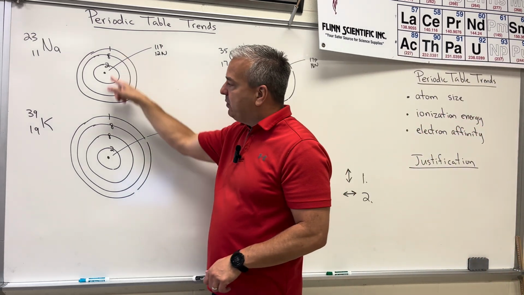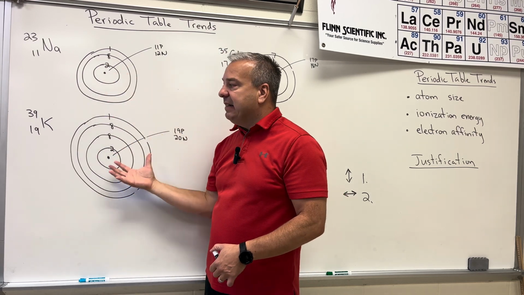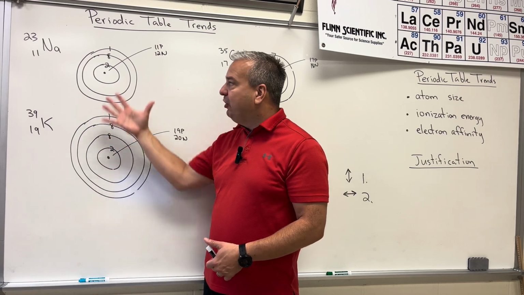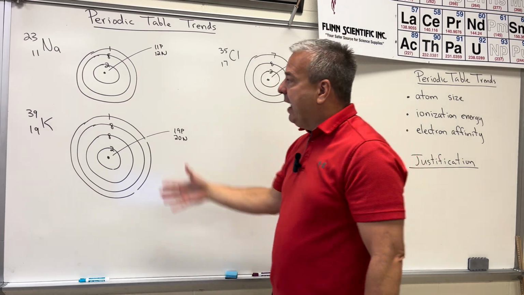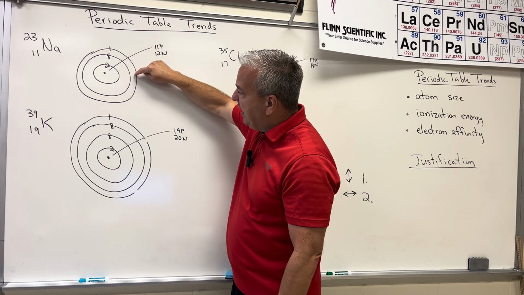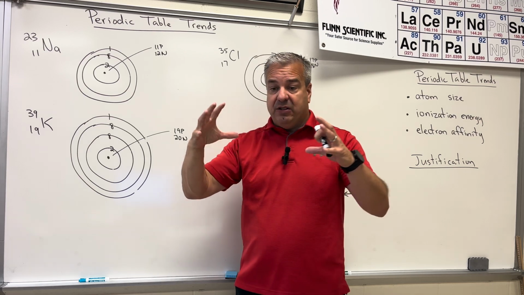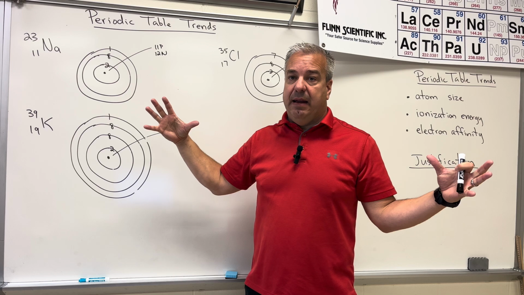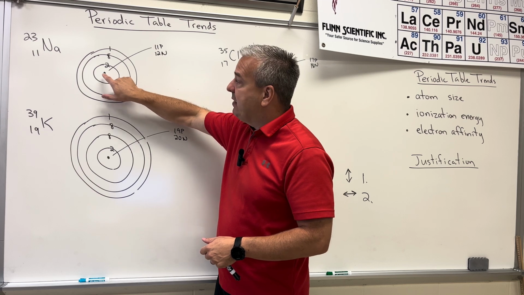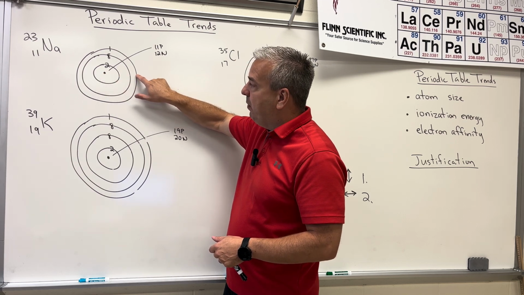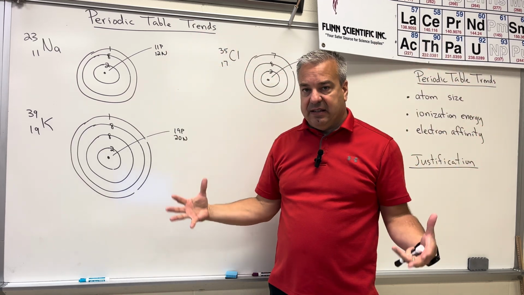When you look at these two atoms, going up and down the periodic table, I think it's pretty easy to decide that the potassium is going to be larger than the sodium. Now remember, we have to have a justification as to why. If you look at the two, this one has 3 rings and this one has 4 rings. The more rings you have, the bigger the atom is going to be, because the size is based on the atomic radius, which is the distance from the nucleus to the outermost ring. If you have more rings, that atomic radius increases, and obviously the size increases.